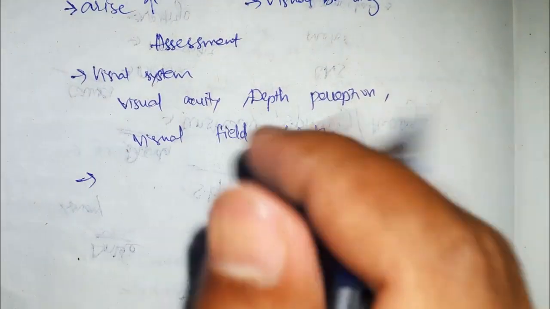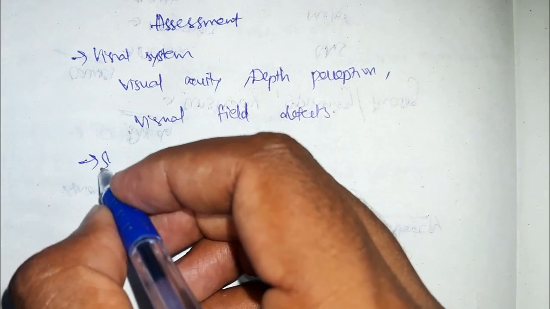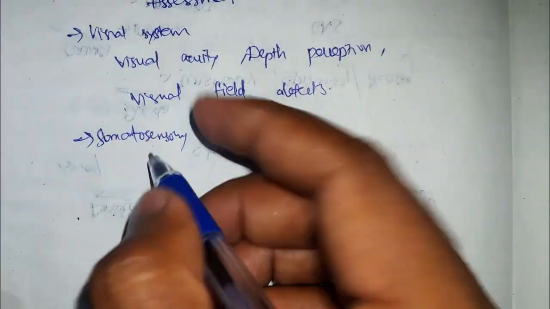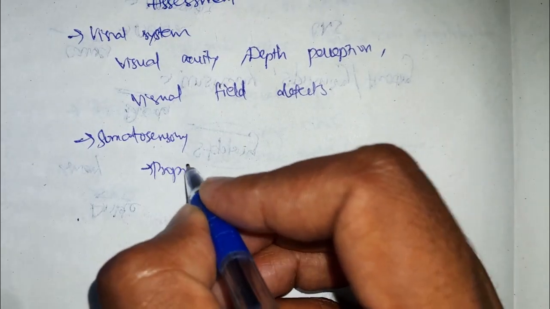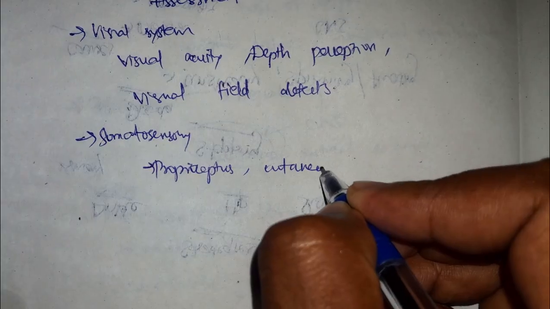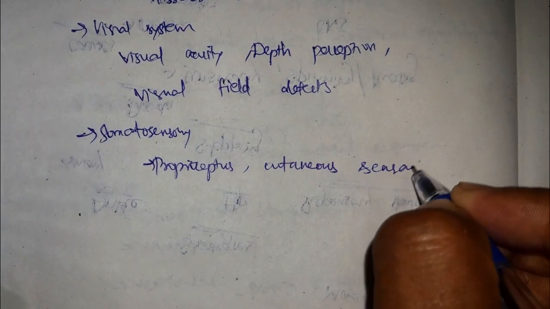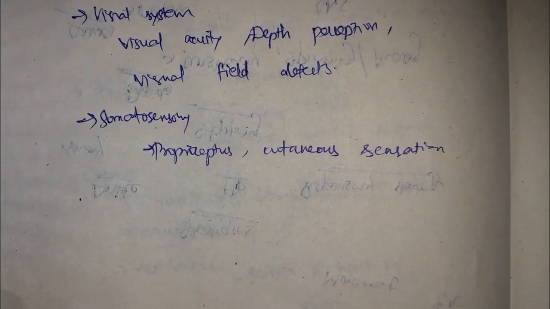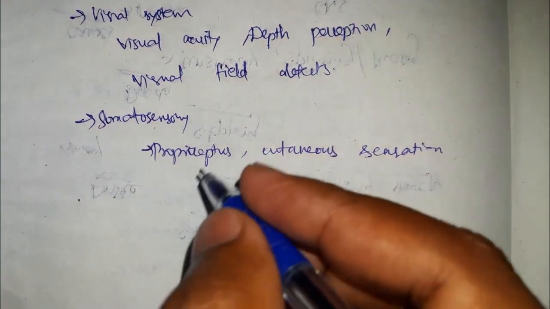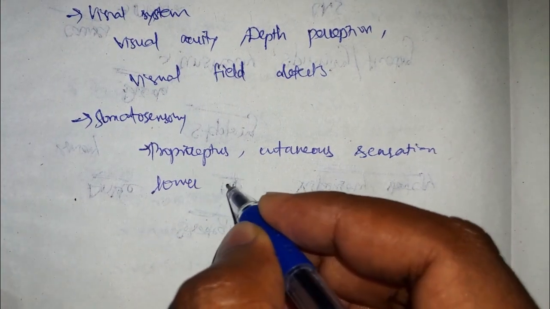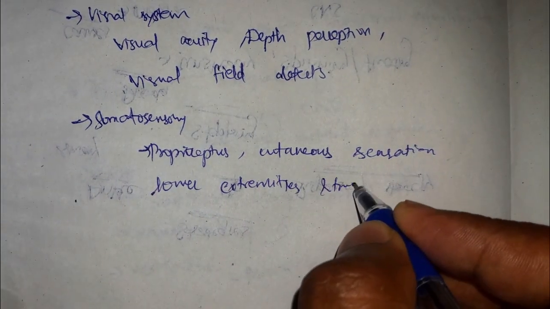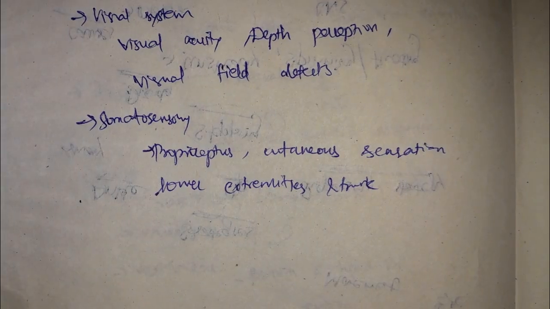Then come to the proprioception, that is the somatosensory. Here we have to check for the proprioception and cutaneous sensation, that is skin sensation. That is normal touch, normal pressure sensation, like that. And the lower extremity and the trunk. So these are all we have to check, and also feet and ankle we have to check.